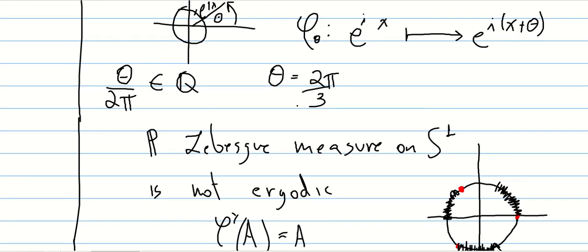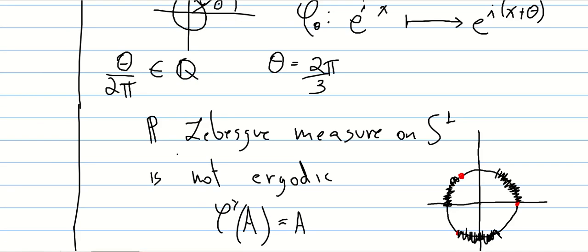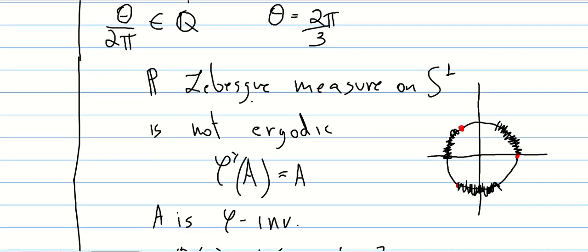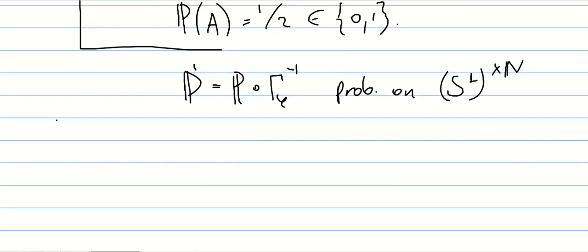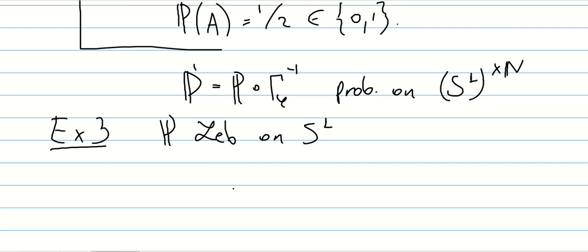Here you can also prove that the rotation is invariant with respect to the Lebesgue measure. This is essentially just a consequence of the Lebesgue measure being invariant with respect to translations, but not ergodic. Now the third example that we're going to give is on the same setup. P is Lebesgue measure on S1, and we're going to consider phi theta just defined as above for theta such that theta over 2 pi is irrational.